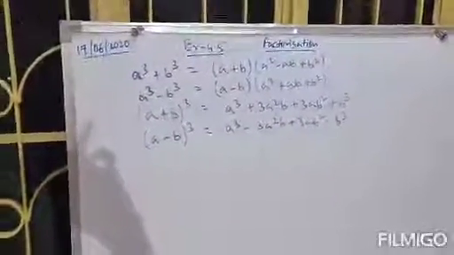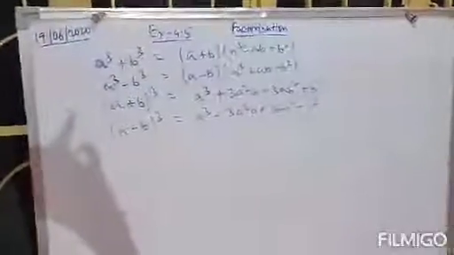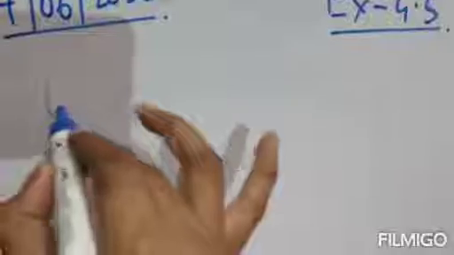a cube plus b cube, a cube minus b cube, (a plus b) whole cube, and (a minus b) whole cube. Clear? Next. So come to question number 1 from exercise 4.5. So the first question is question number 1. Very easy.